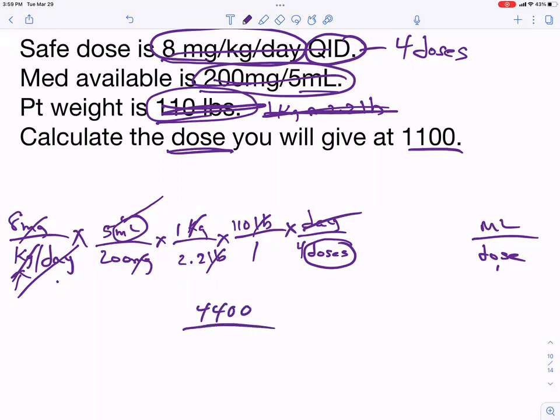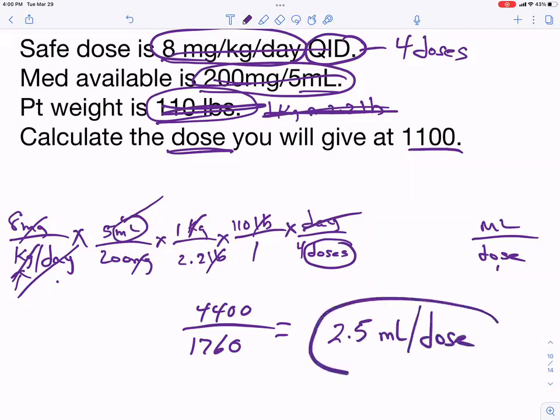The setup, you've got a calculator. I'm sure you can knock it out of the park. And then 200 times 2.2 times 4 is 1760. And when I divide 1760 into 4,400, it will give me 2.5, and that is 2.5 milliliters per dose. So I'm going to go into my med room and draw up 2.5 milliliters to give the proper dose at 11 a.m.